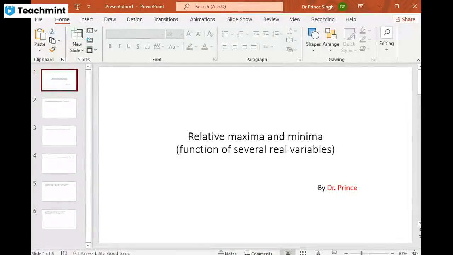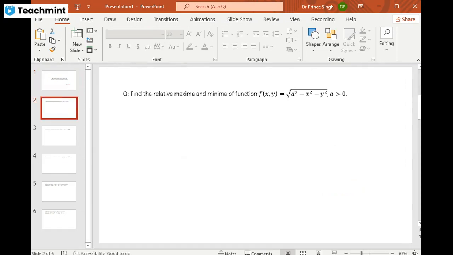Hello students. In this video we are going to discuss some problems based on the relative maxima and minima of the function of two or more variables. In our last video we discussed the process we need to follow to find the relative maxima and minima of a function of two or more variables. So in this case, we are directly going to discuss some problems based on this particular criteria.